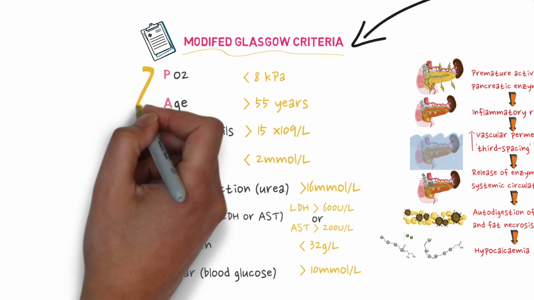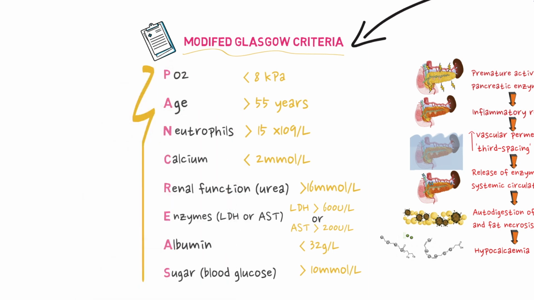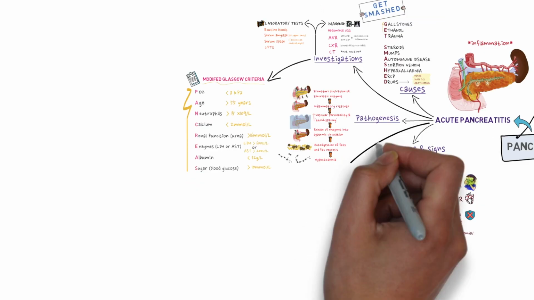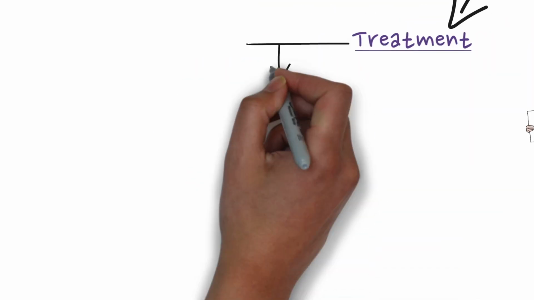Any patient scoring equal to or greater than 3 within the first 48 hours should be considered to have severe pancreatitis, and referral to HDU is warranted. Now we'll look at treatment.